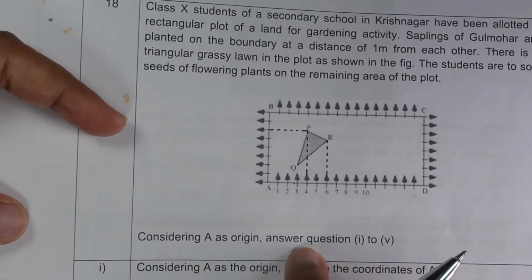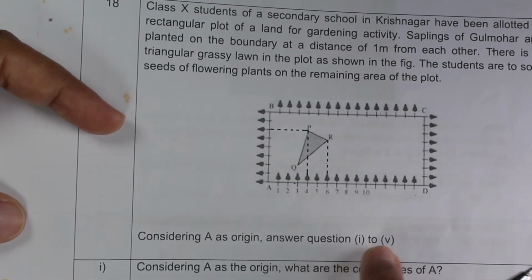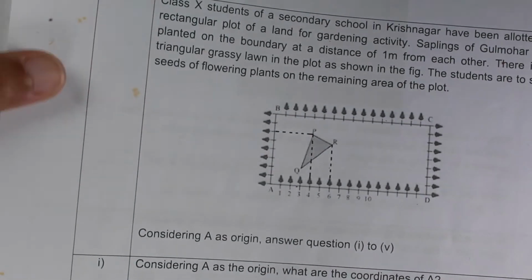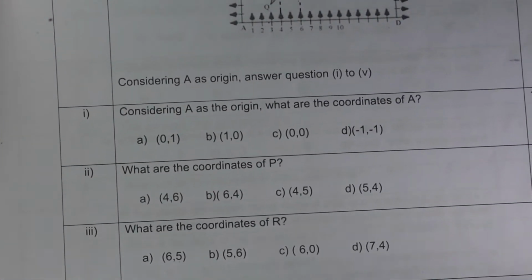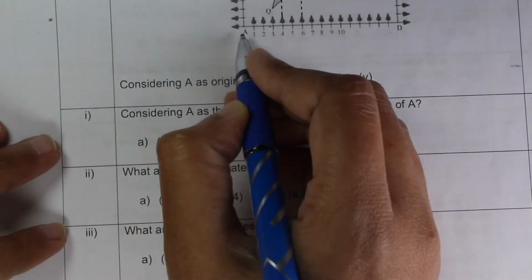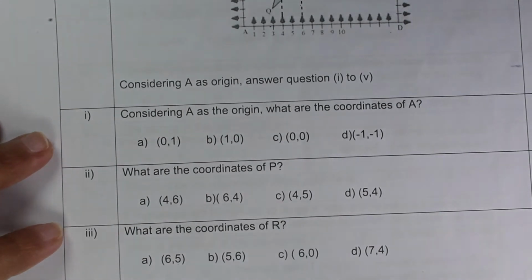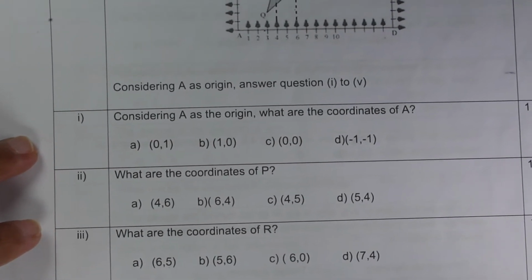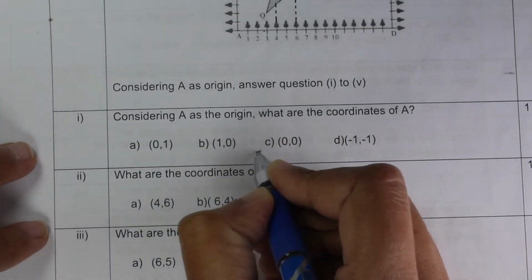Considering A as the origin, answer questions 1 to 5. Considering A as the origin, what are the coordinates of A? If A is the origin, what will be the coordinates of A? It will be 0 and 0, right? It starts from 0. So the answer is C.